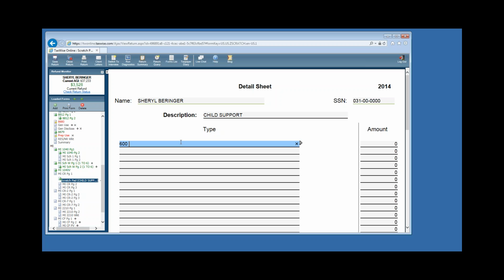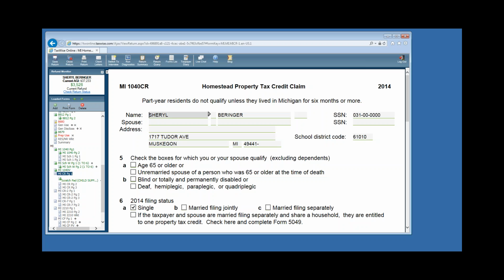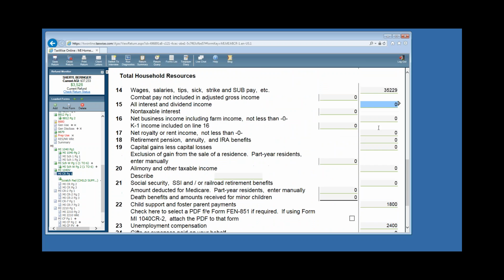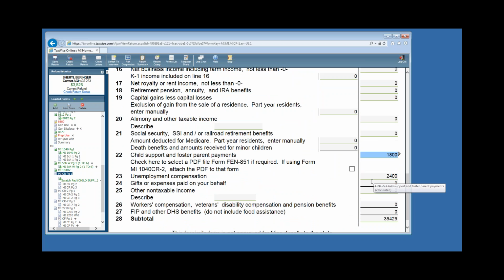Again, there's no special characters for Feb, for April, and for May. And so that's $1,800 right there. So we're first going to stop at page 1 and make sure that that child support shows up for household resources. And there it is.